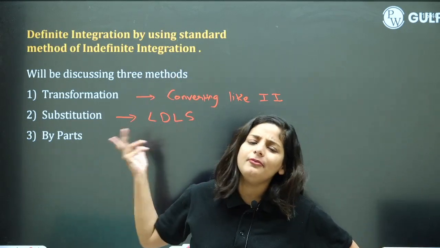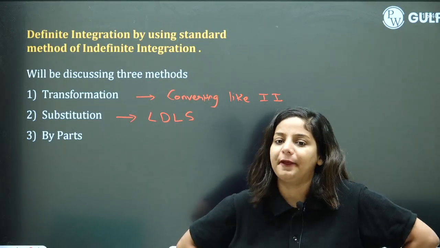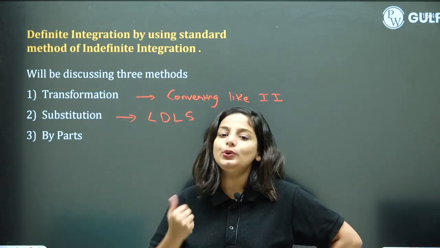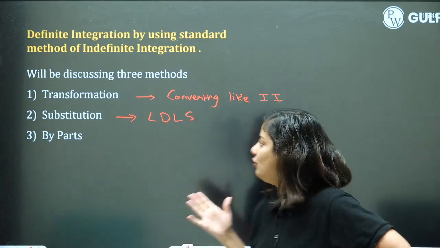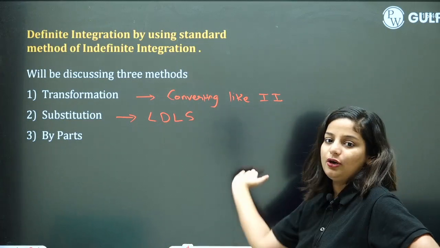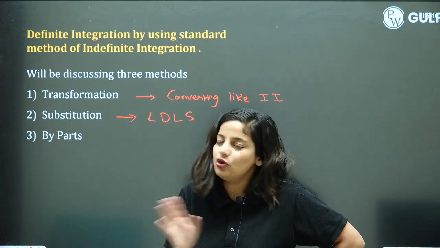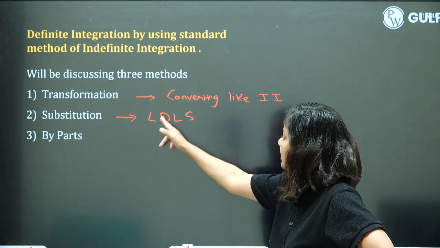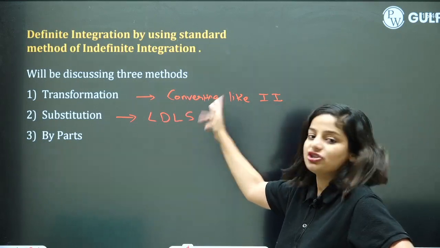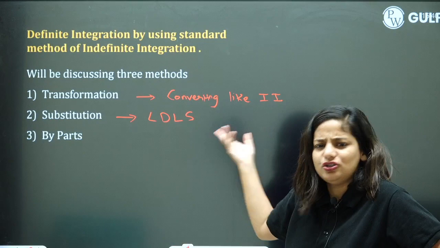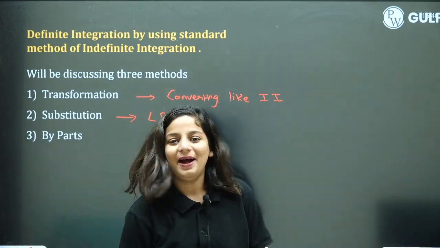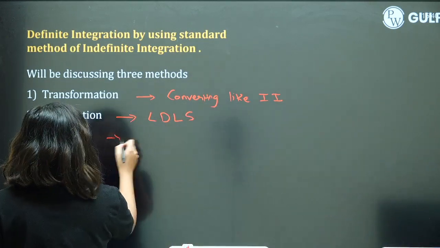Why are we not resubstituting here, ma'am? There is no need, because in the end you are anyways going to put upper limit and lower limit. How does it matter? No need of resubstitution. Let, differentiate, limit, change, substitute. That's it. And solve the integral. By parts, yes, your usual UV rule.